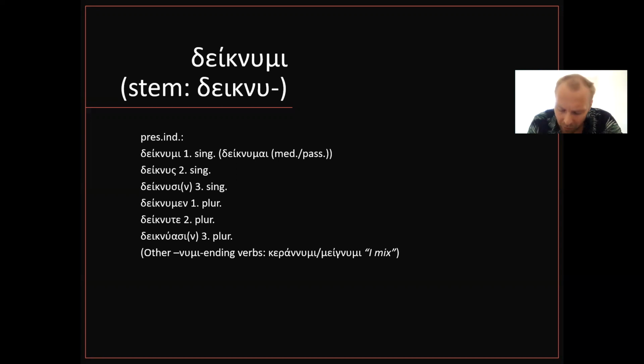Finally, it can also be noted that in classical Greek, there is a bunch of other athematic verbs of this nymi ending type. For instance, keranymi and meignymi, which both mean I mix, and which are both inflected in the same way as deiknymi.